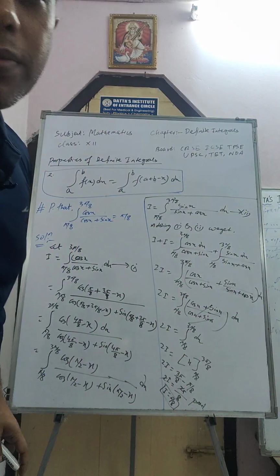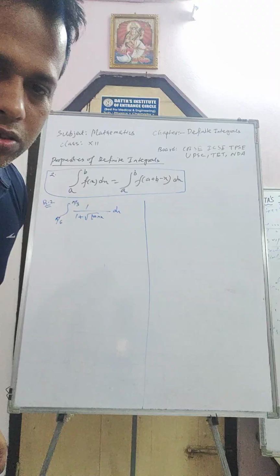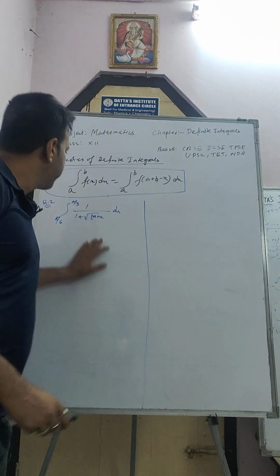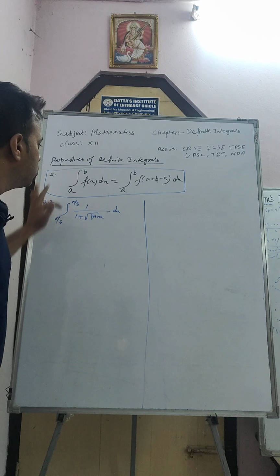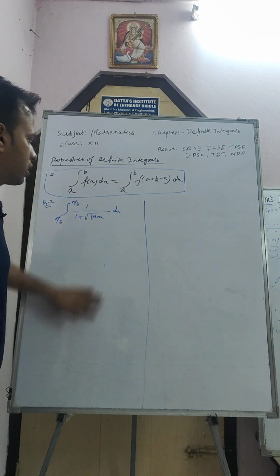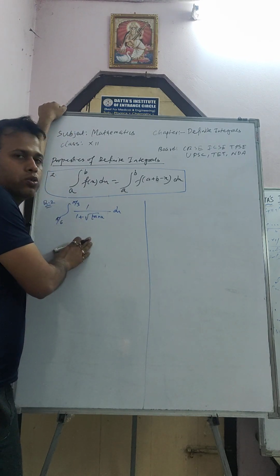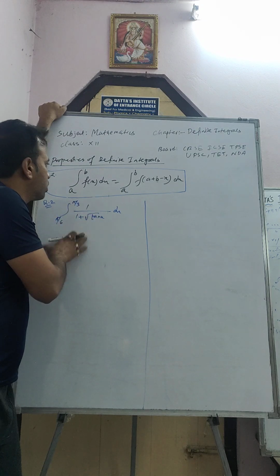Okay, so our next question is the integration from pi by 6 to pi by 3 of 1 by (1 plus root over tan x) dx. Okay, and this math also uses these properties.